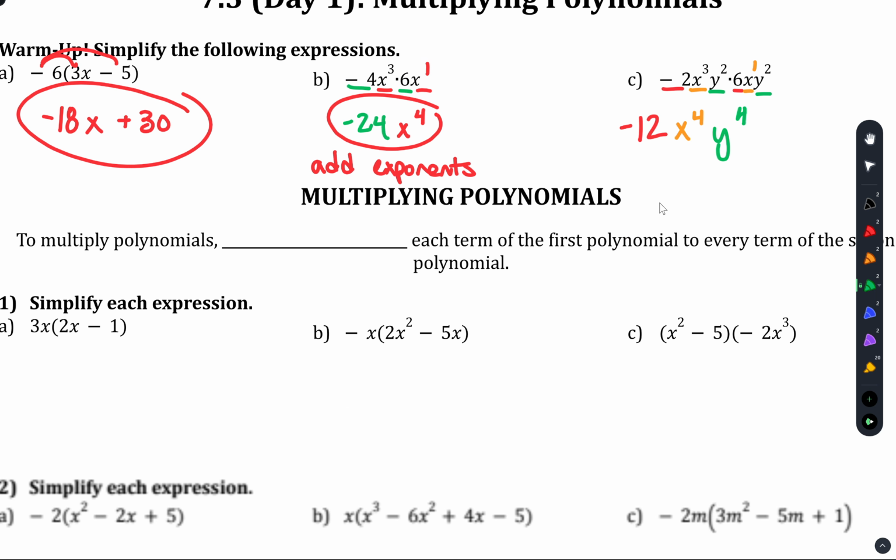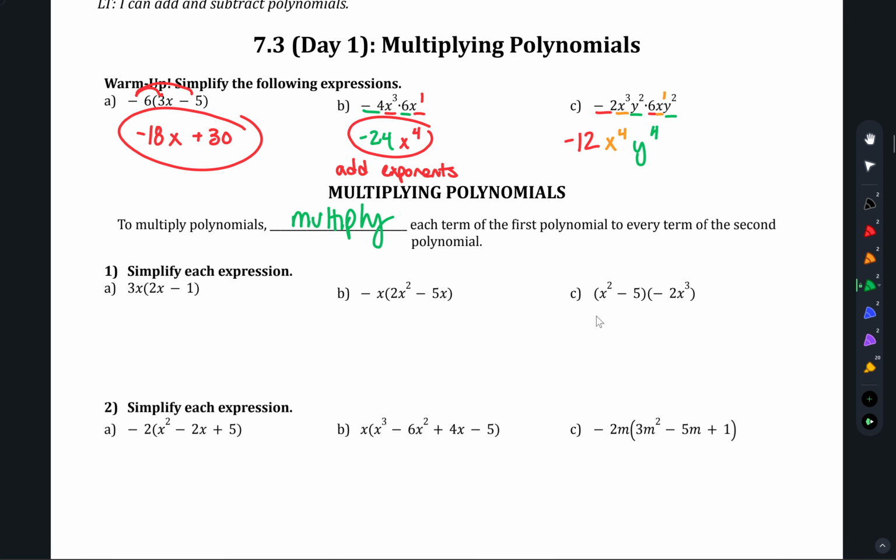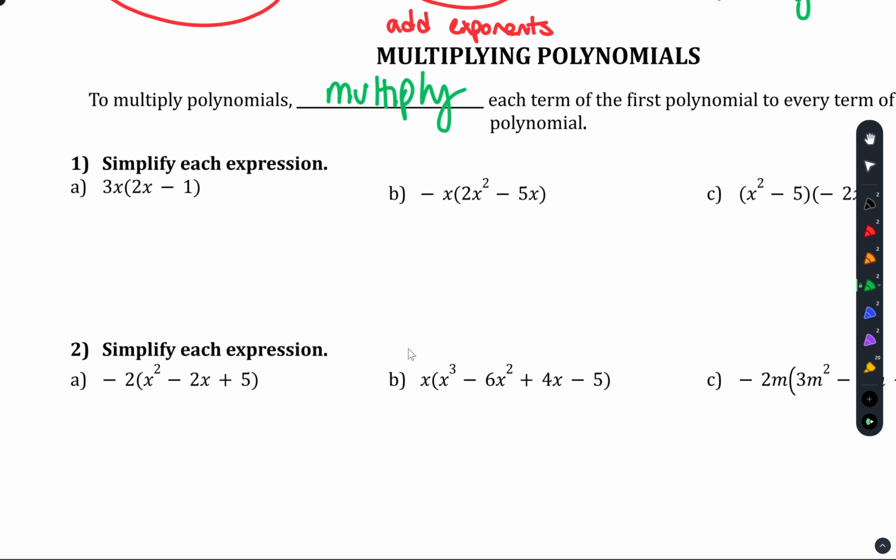So our rule for when we multiply polynomials is that we are going to multiply each term of the first polynomial to every term of the second polynomial. Today, what we're going to focus on is just one monomial times different lengths of polynomials. So we're going to start out nice and easy first. We're going to remember those rules for our exponents.